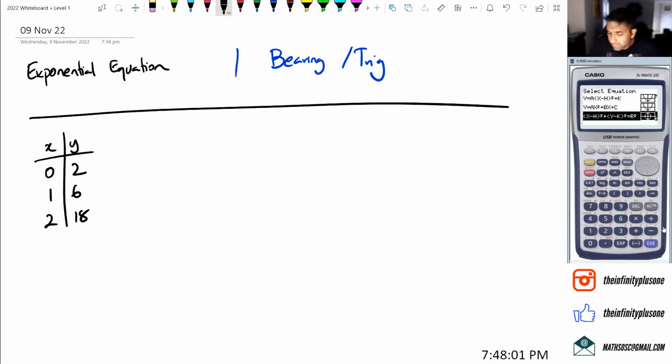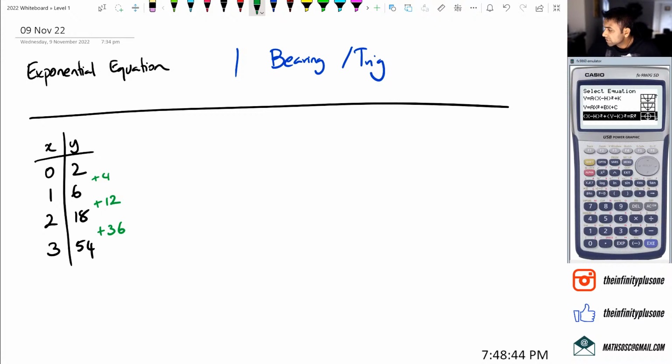Now, the next thing that we can do here is have a look at these numbers. Particularly I'm looking at the difference between 2 and 6. It's actually going up by 4, so it's plus 4. And then if you look at the next one, 6 and 18, it's plus 12. Now I don't have the graph for you guys for 3, but at 3 it's equal to 54. And what you'll notice is the number is increasing by 36.